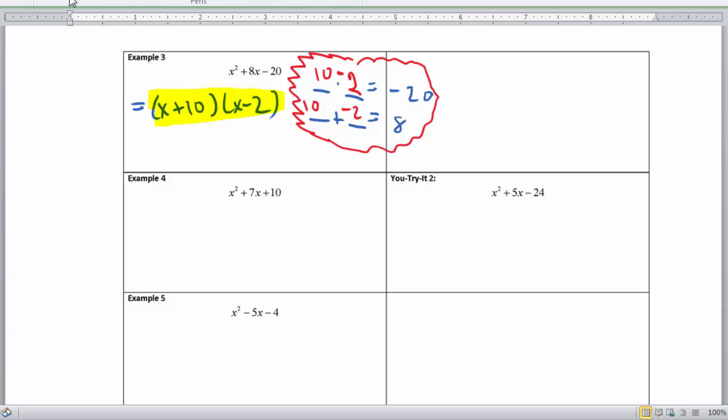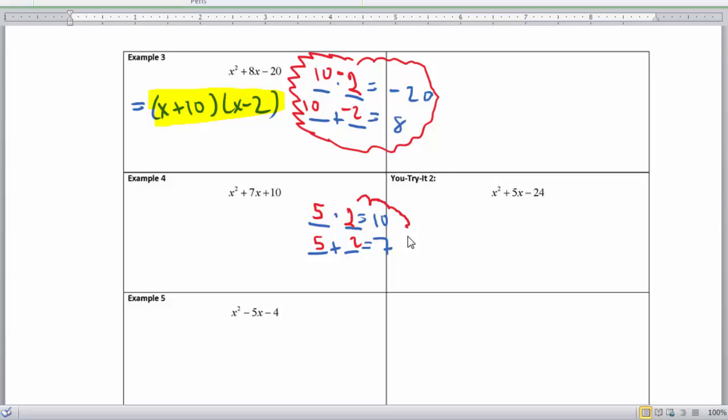Right? And then 4, more of the same. What multiplies to 10 and adds to 7? Well, this is an easier one because they both have to be positive, right? They're going to multiply to a positive and add to a positive. So 10 times 1 works for multiplying, but it doesn't add to 7. So the only other possibility would be 5 and 2.